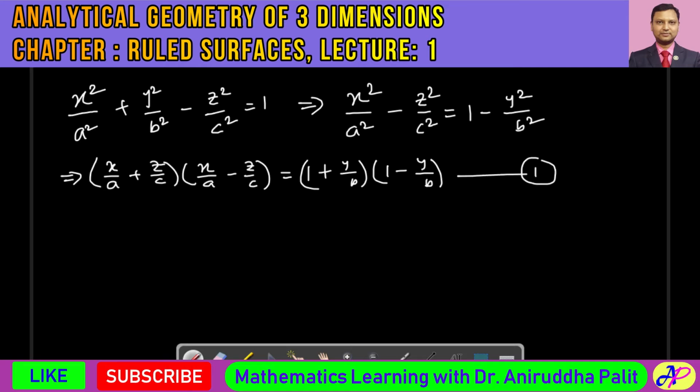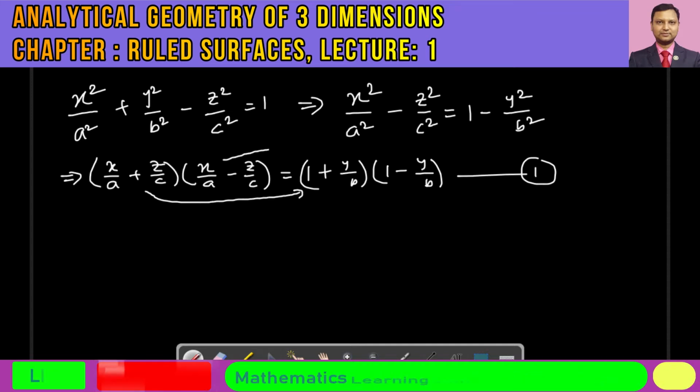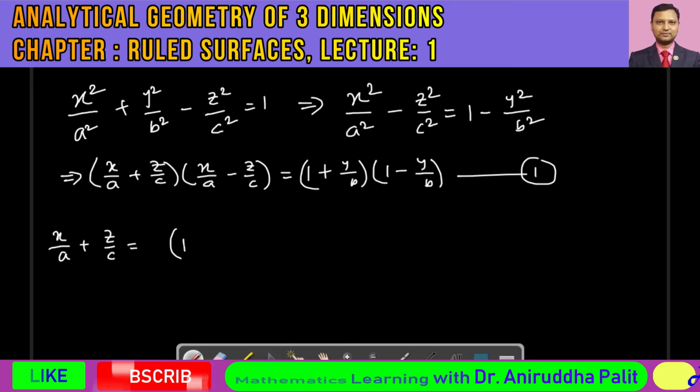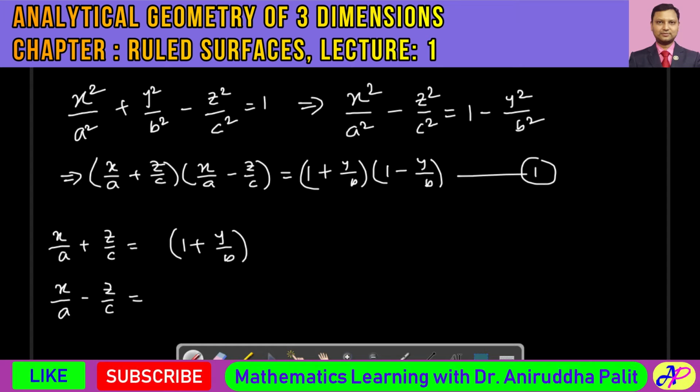So this is the equation of the hyperboloid of one sheet. Now you see, from this equation we can construct the equation of a straight line. In fact, we can construct the equation of two straight lines. Let me first show you the technique. You see, we can combine this first factor with this factor, and we can combine this second factor with this second factor. How? We can write x by a plus z by c is equal to this first factor, 1 plus y by b, and this second factor, x by a minus z by c, can be written as equal to 1 minus y by b, as equation 2.